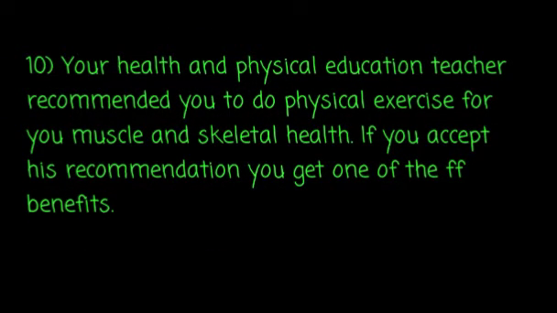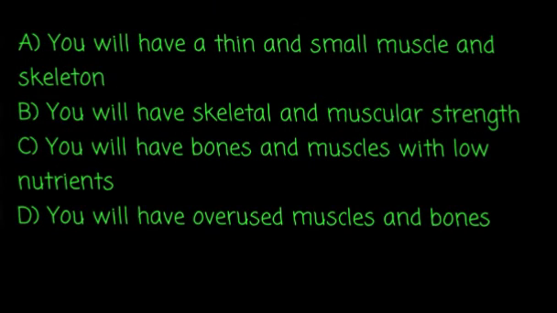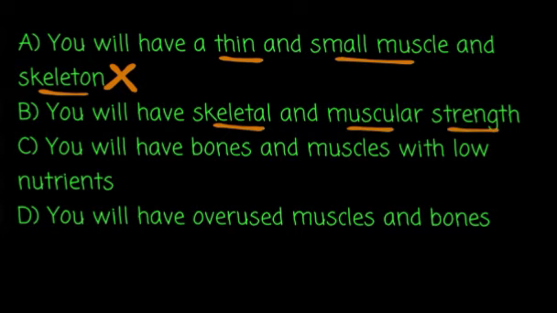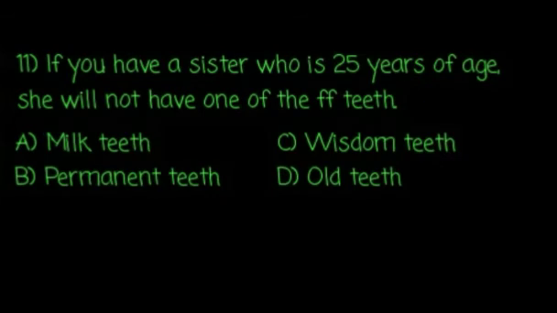Your health and physical education teacher recommended you to do physical exercise for your muscle and skeletal health. If you accept his recommendation, you get one of the following benefits. So if our teacher tells us to do sports or physical exercise, what benefit do we get? You will have a thin and small muscle and skeleton. This is not a benefit, it is harm. You will have skeletal and muscular strength. This works, because it makes us strong. You will have bones and muscles with low nutrients. Low nutrients cannot be considered a benefit. You will have overused muscles and bones. We would have excessively exhausted bones and muscles. So our answer is B.